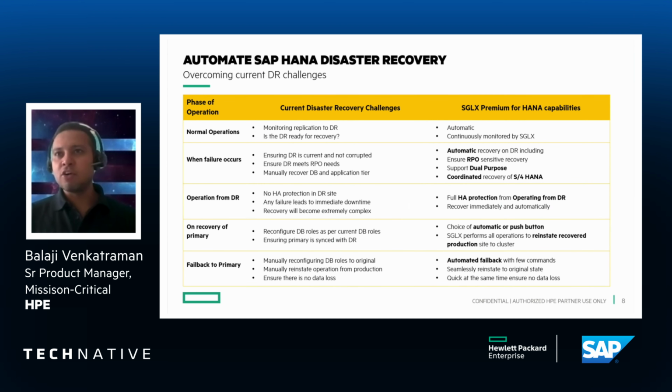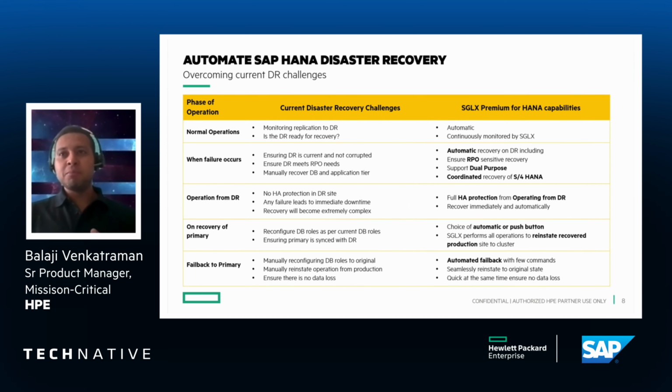Then when a failure occurs, this is the most important part, there's high stress in the system and you have to recover. Serviceguard will perform fully automatic recovery for your SAP HANA databases across DR distances. While doing that, it ensures that your data is in sync and current. It'll check your RPO, your recovery point objectives, whether it's meeting them or not.